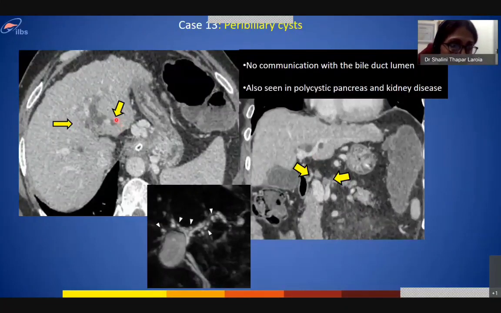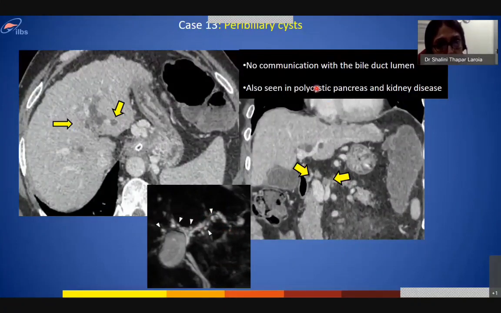What are peribiliary cysts? The bile ductules which are seen accompanying the vascular structures, for example, the portal vein. They are seen as hypodense cystic lesions along the portal tracts, on both sides of the portal tract. But on MRCP, they are not seen to connect with the bile duct lumen, contrary to what you saw in Caroli's disease.